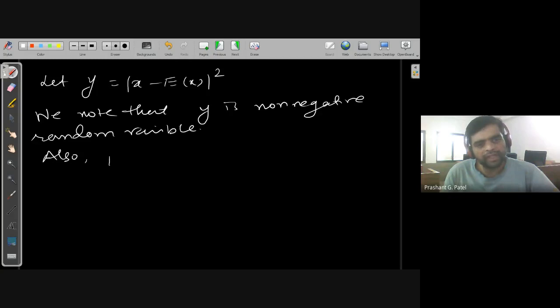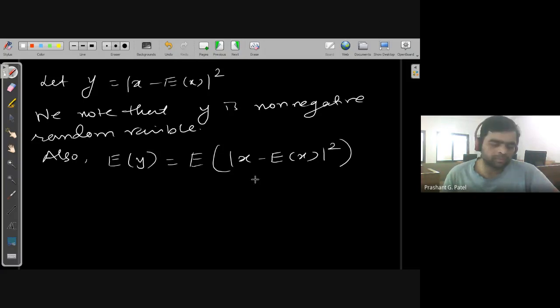Also, what will be the expected value of y? That is the expected value of |x minus expected value of x| squared. And what will this be? Can you recognize it using some knowledge of statistics? Yes, variance. This is the variance of x. So the expected value of y is nothing but the variance of x. So now y is a non-negative random variable. Using Markov's inequality, what can we say?